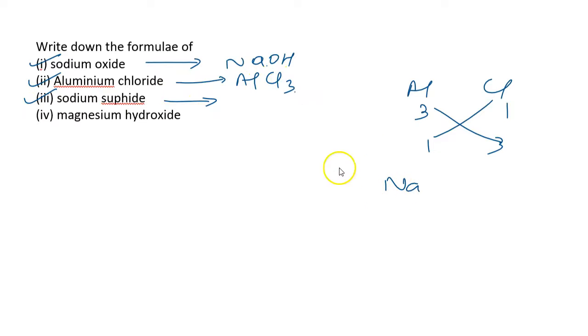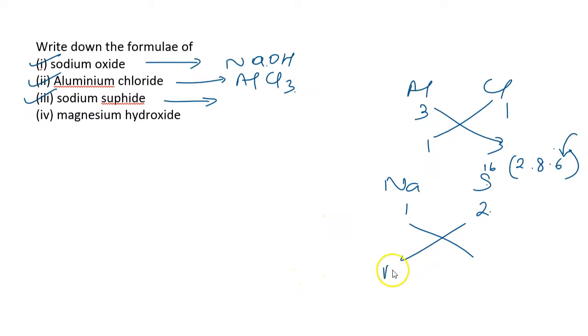Sodium sulfide, that means sulfur. What is the valency of sulfur? If you see the atomic number, it is 16. See the electronic configuration, 2, 8, 6. It can add 2 electrons easily. So valency is 2, and sodium's valency is 1. Crisscross it again. You will get Na2S, that is sodium sulfide.